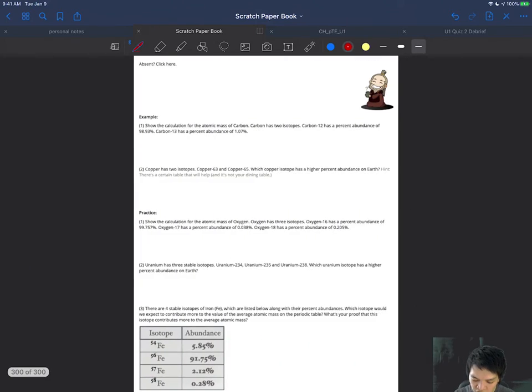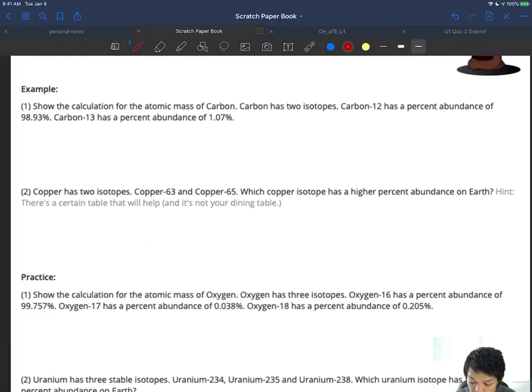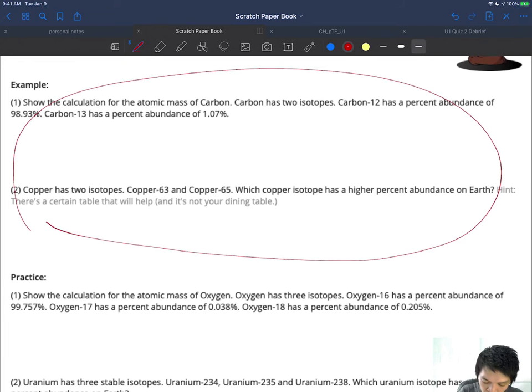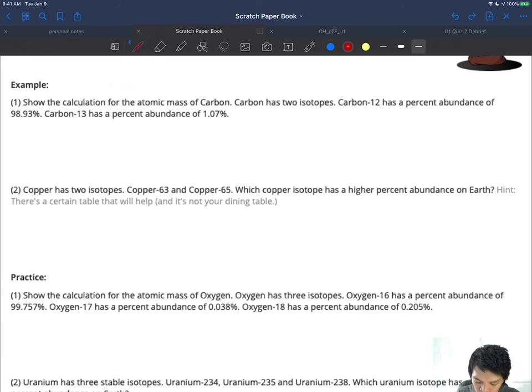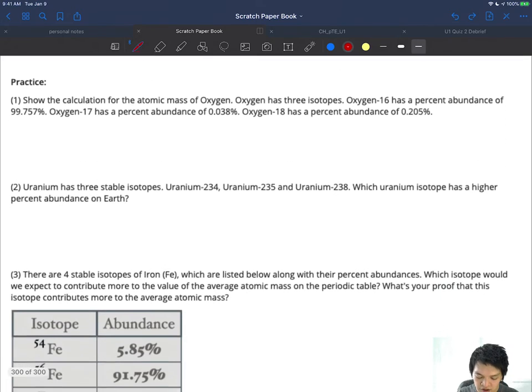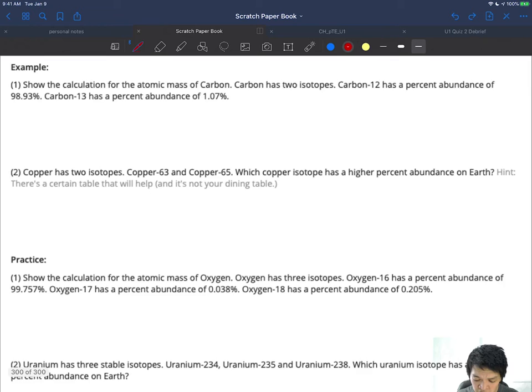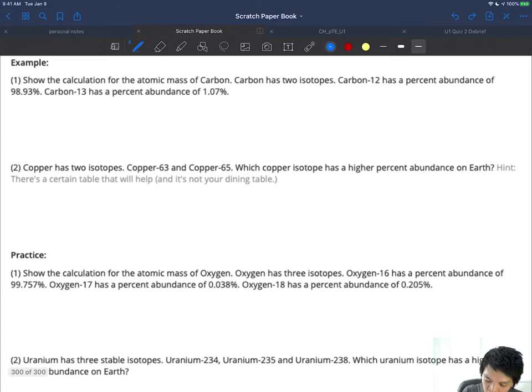Now what are we going to do with this information? We're going to need to know how to calculate some things. Here I'm going to show two examples, and after these two examples, you should be able to do the practice and get these pretty well. So please pay close attention to these two examples. I'm going to start off with the first one. Number 1, show the calculation for the atomic mass of carbon.